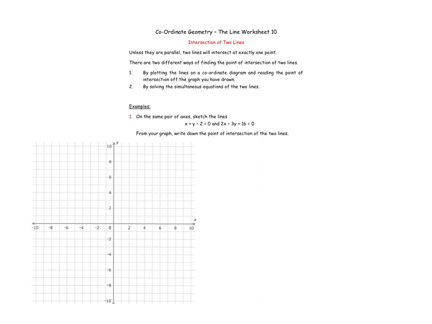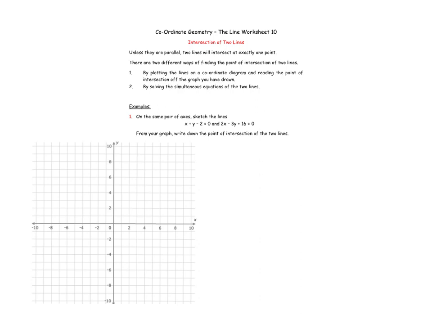The first thing you can do is you can plot the lines on a coordinate diagram, and then you can just figure out where the points intersect by reading the point from the graph. The second thing you can do is you can solve your simultaneous equations, which you know from the junior cycle and you already know from the algebra chapter we did before Christmas. So I'm going to go through a few examples of doing both.